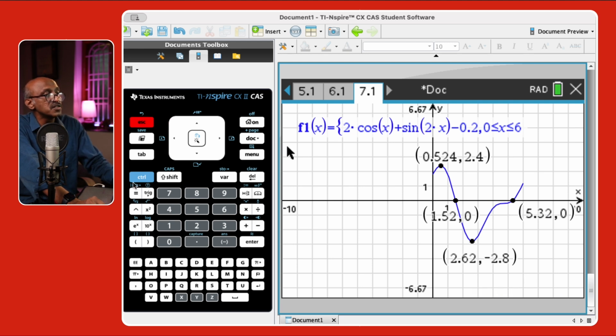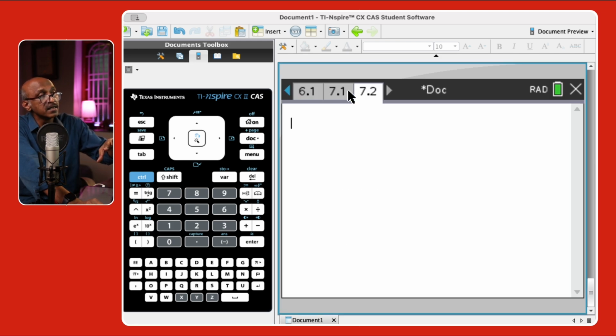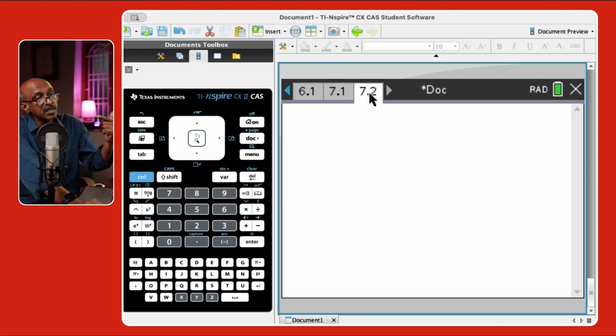Okay, so I go to Control and Doc to add a new page within the same problem. So it's going to show up as 7.2. As you can see, 7.1 is the problem number 7, but it's a graph page. 7.2 is problem number 7, but a calculator page. And we're just going to enter the definite integral, what we have here.